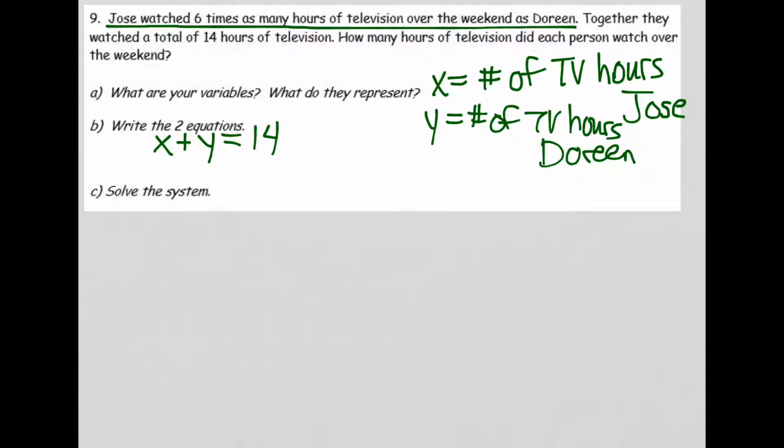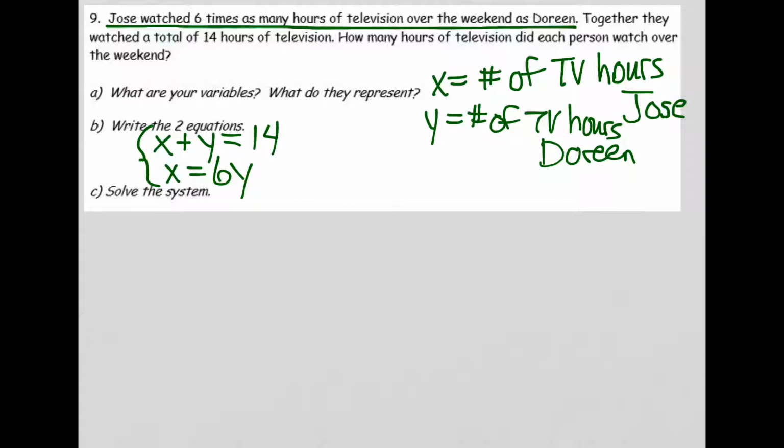In other words, however many hours Doreen watched, we called that Y, Jose watched 6 times that much. So X is going to equal 6 times Doreen's. And now, wow, I have written a system of equations. I have 2 equations. I have 2 unknowns, X and Y. And now I can solve them by substitution.